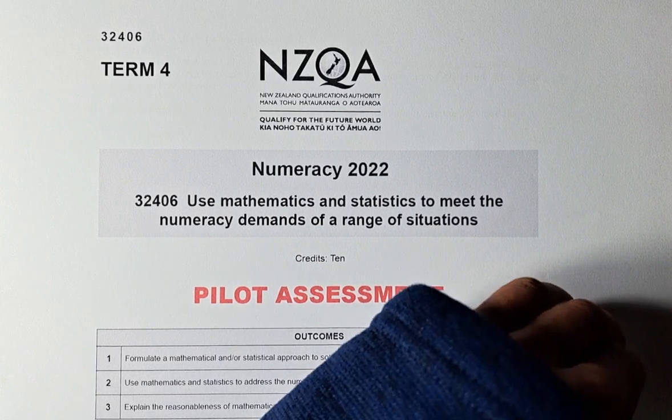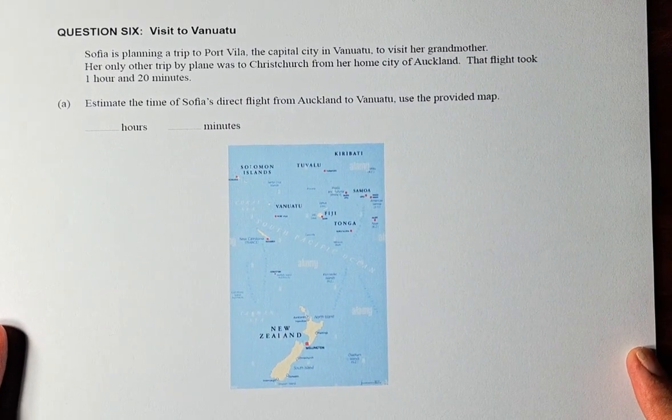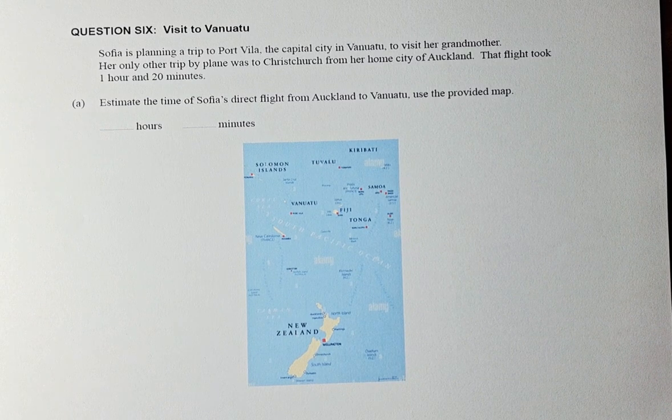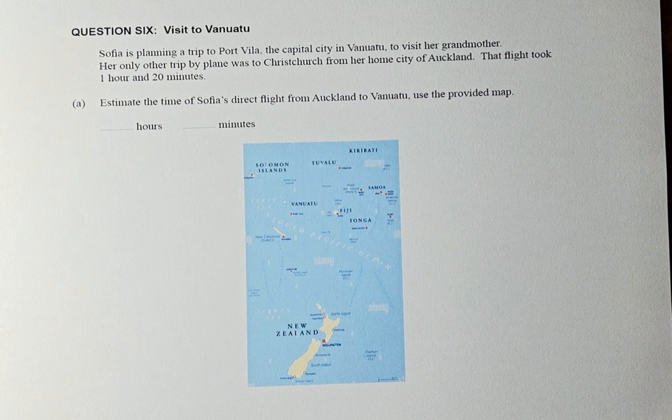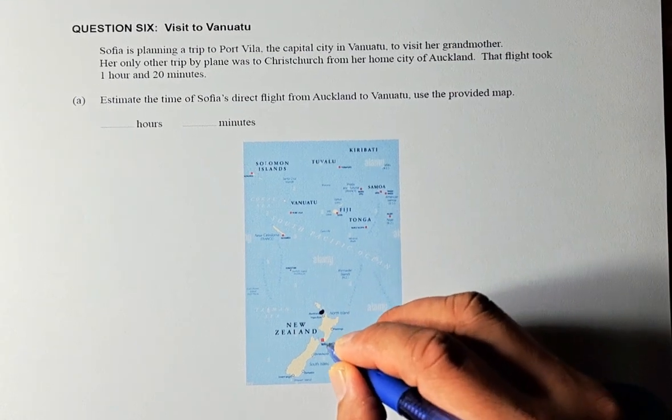6A sounds like this. The graph is not the actual graph because I cannot find the graph on the NCEA website, so we'll use a substitute graph. Sophia is planning a trip to Port Vila, the capital city in Vanuatu, to visit her grandmother. Her only other trip by plane was to Christchurch from her home city of Auckland. So this is Auckland.